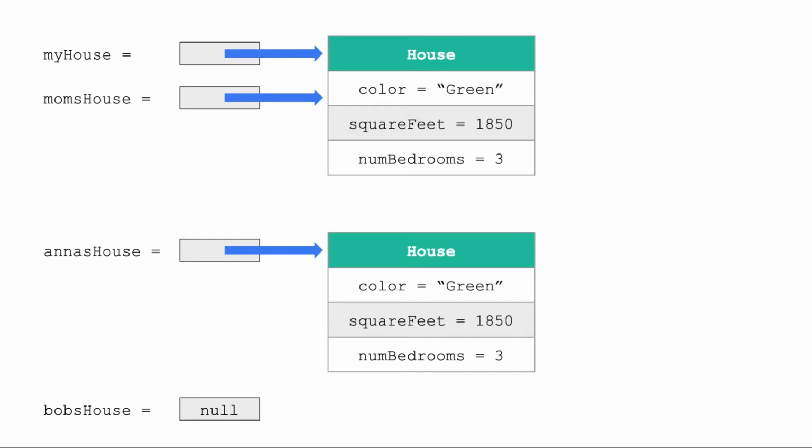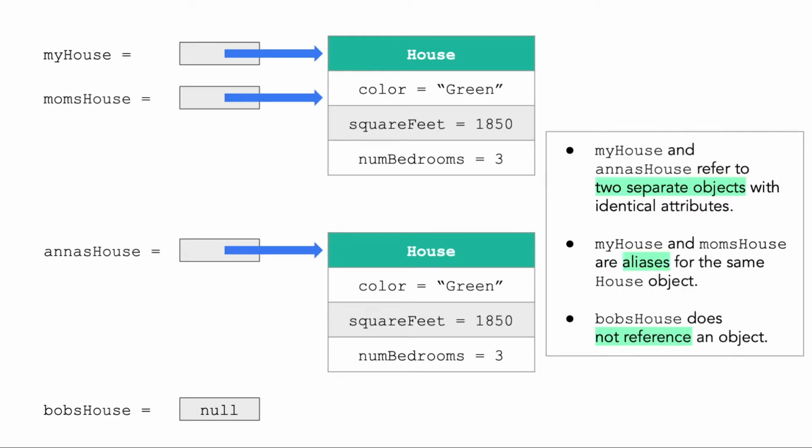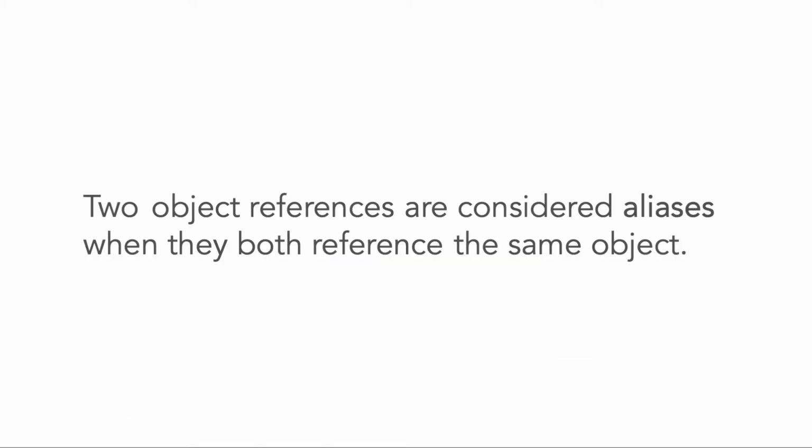myHouse and momsHouse reference the same house object. myHouse and annasHouse refer to two separate objects with identical attributes. myHouse and momsHouse are aliases for the same house object. bobsHouse does not reference an object. Two object references are considered aliases when they both reference or point to the same object.